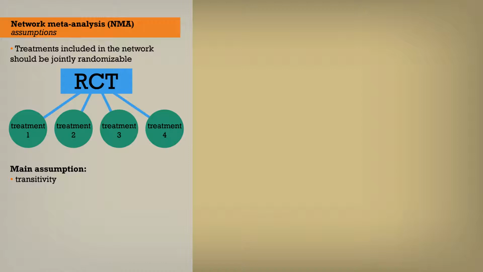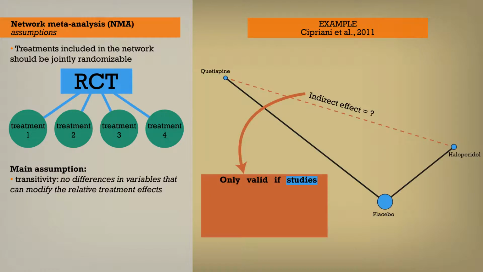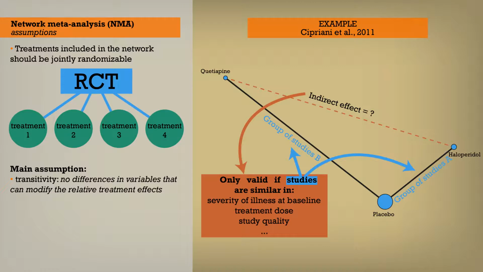The assumption of transitivity implies that the different treatment comparisons put together in the network do not differ with respect to the distribution of variables that can modify the relative treatment effects. For example, a valid indirect comparison of haloperidol with quetiapine can be obtained if the two sets of studies, haloperidol versus placebo and quetiapine versus placebo, are similar in severity of illness at baseline, treatment dose or study quality.